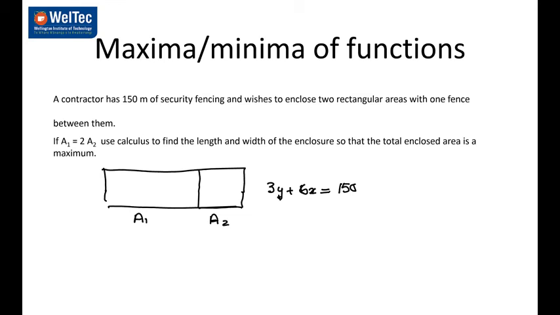So that would be y, that would be y, that would be y, that would be x, and that would be 2x, and that gives you the bits that go together to make the security fence. The area, he wants to maximize the area.